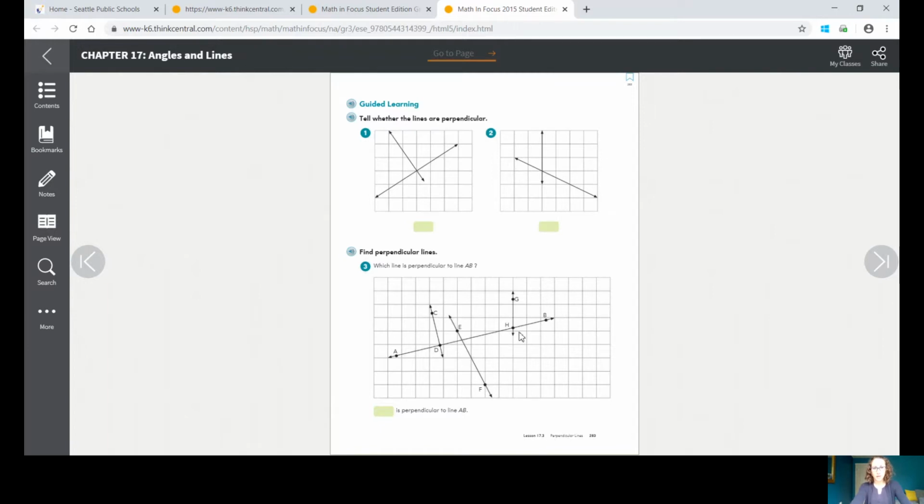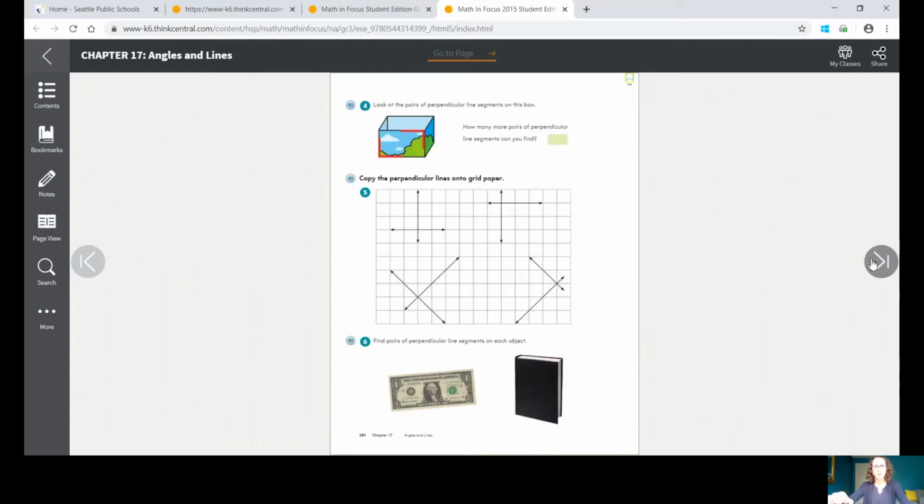So check, any right angles here? Doesn't look like it. Any right angles here? None of those lines match up to the grid. Oh, but what about this one here? CD. CD makes right angles, so that's it. CD is perpendicular to line AB. Number 4, look at the pairs of perpendicular line segments in this box. How many pairs of perpendicular line segments can you find?